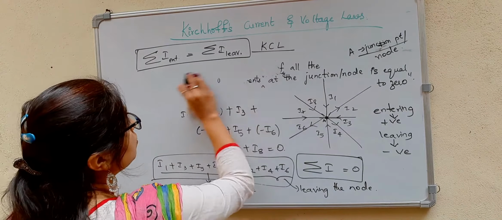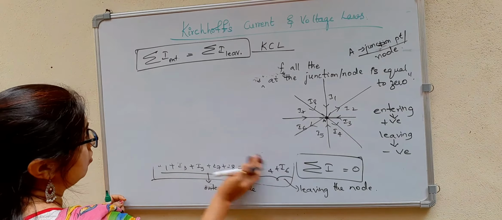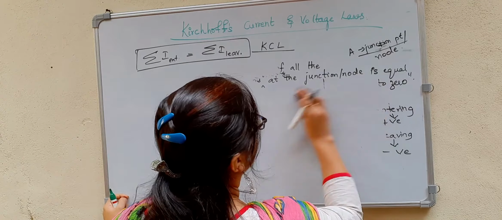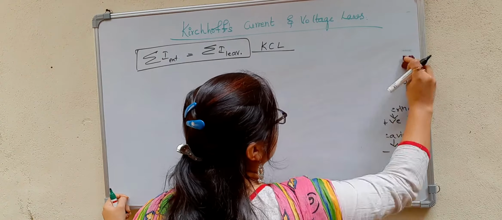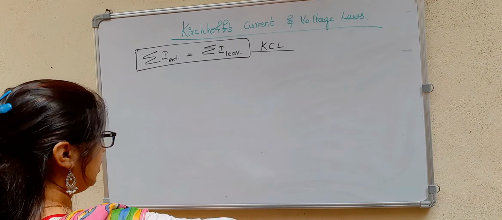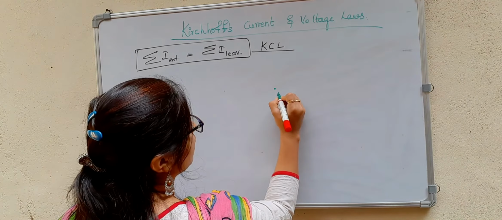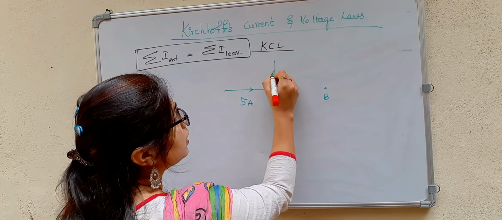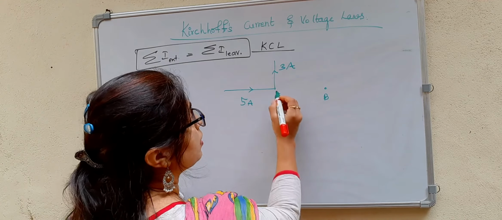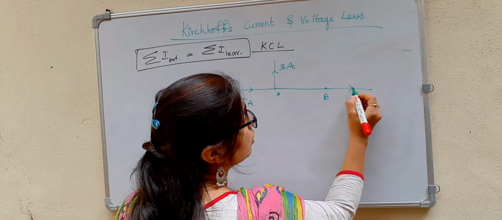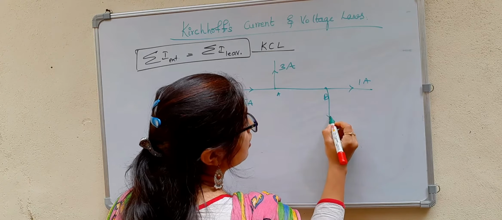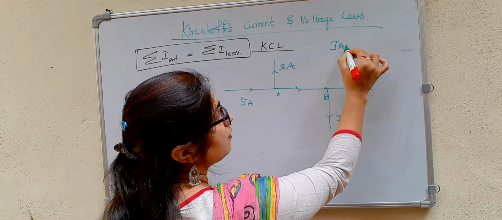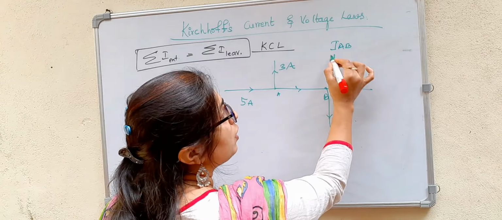Okay, so now let us consider an example here. Let us consider this as node A and this as node B. So here we have a current entering which is 5 ampere. Here there is a current leaving that is 3 amperes. And here we have 1 ampere and here there is another that is Ix. Now we have to find IAB, that is the current which is flowing through this particular branch, and you have to find Ix.